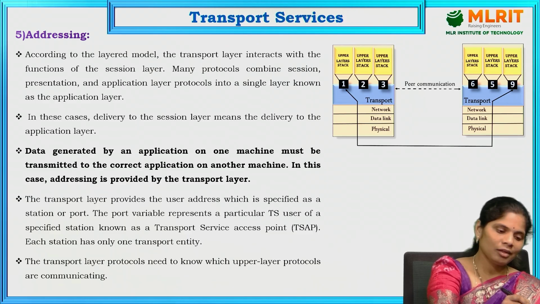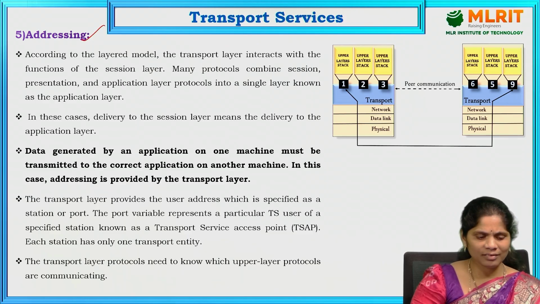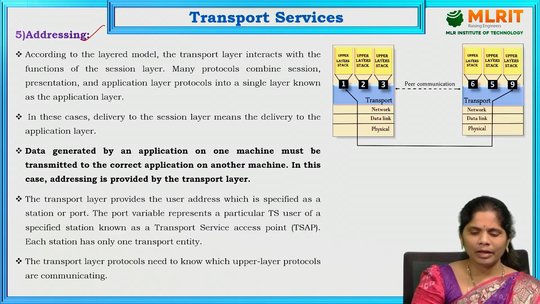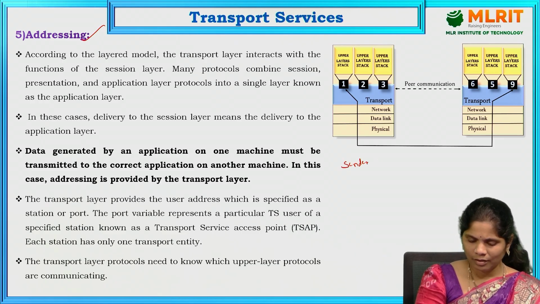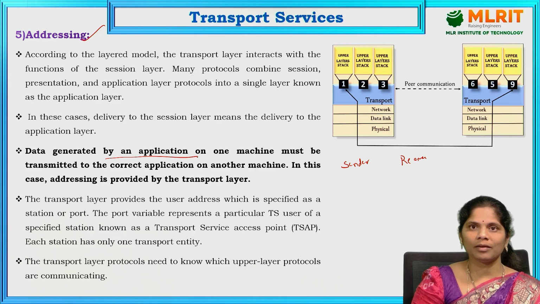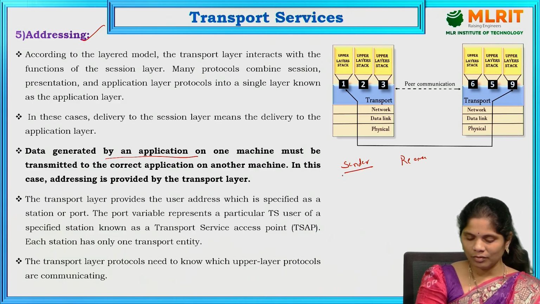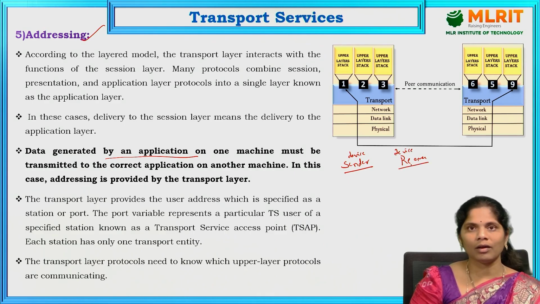And the next transport service is addressing. What is addressing here? Addressing is according to the layer model. Addressing means the sender and the receiver. The data is first generated by the application layer. This is one device and this is another device. The sender device and receiver device are different. Already we know that.